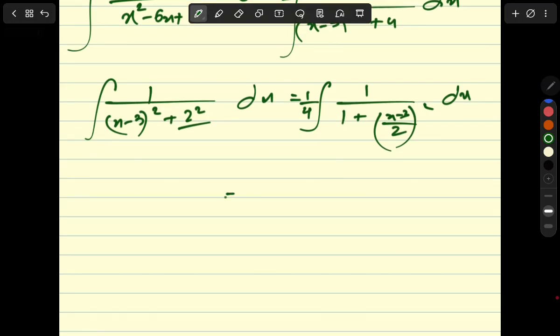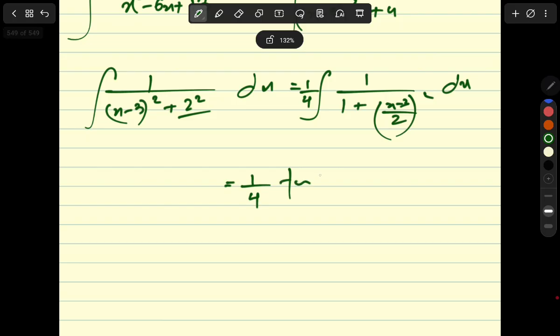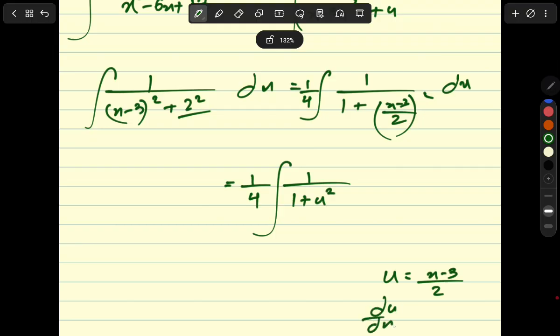Now when I integrate it, this simply becomes 1 upon 4 tan inverse. Now you can make the substitution. This becomes 1 upon 1 plus u squared. So u is nothing but x minus 3 upon 2. So du by dx is going to be equal to half, or dx is going to be equal to 2 du. So 2 cancels this.